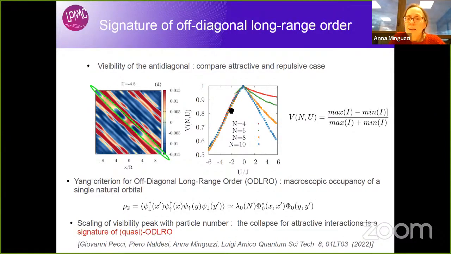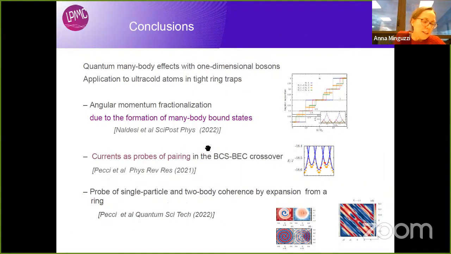So we have an operative way to test this quasi-off-diagonal long-range order. Okay, so this brings me to my conclusions. I have shown you that the study of the persistent currents in ultracold atoms, and in particular in one-dimensional quantum gases, is very rich. In the case of attractive bosons, it carries the signature of the formation of many-body bound states. And in the case of attracting fermions, it allows us to probe the BCS-BEC crossover and to probe both single-particle and two-body coherence in the expansion.